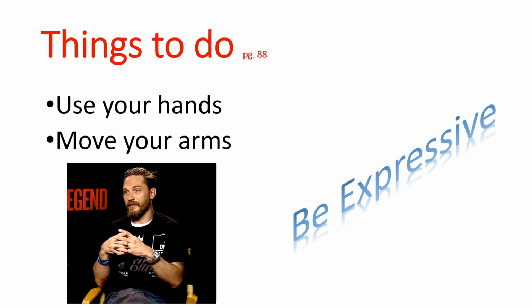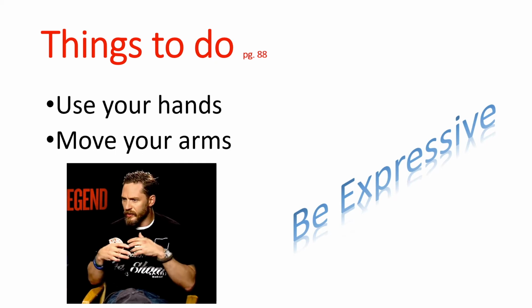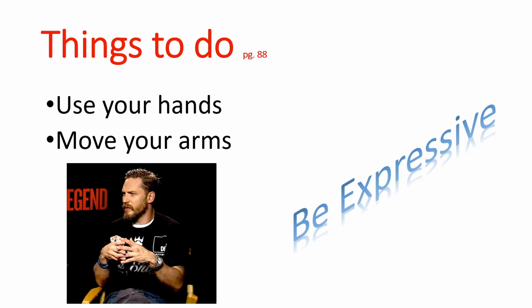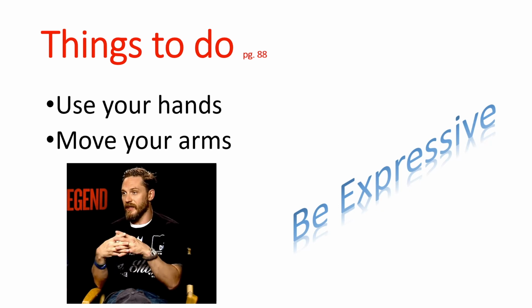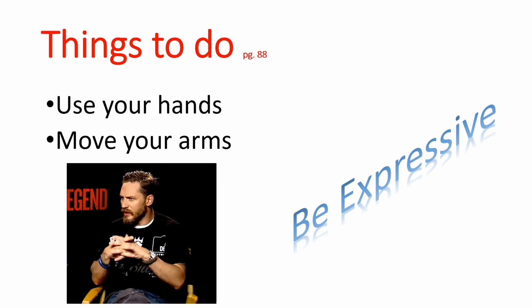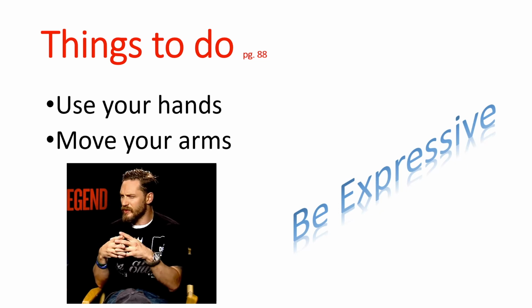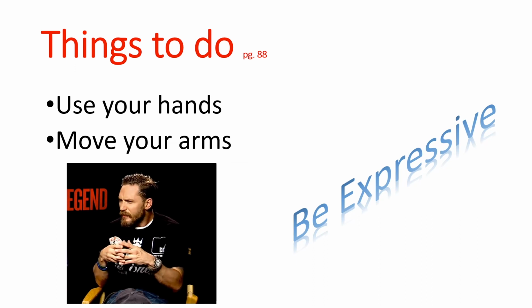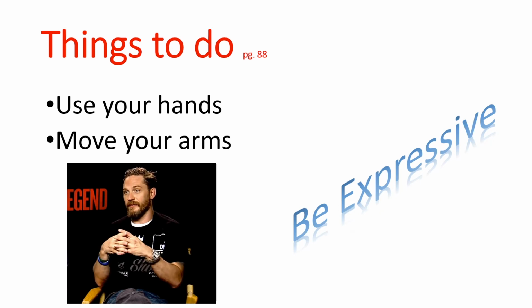A couple of other things you should do is use hand gestures, move your arms, walk around the room. You want to seem relaxed and confident when you give your presentation. Something that happens is when we get nervous, we become more like a robot. We don't have a facial expression, we don't use our head, and our body becomes very stiff. You want to show the audience that you're comfortable and confident. And one way of doing this is using your arms and your hands while you're giving your presentation.